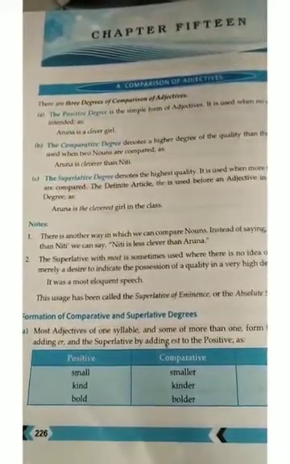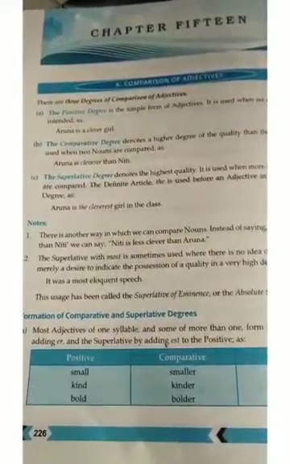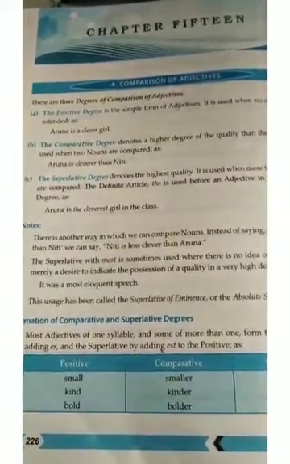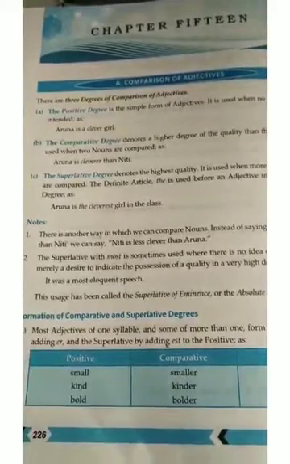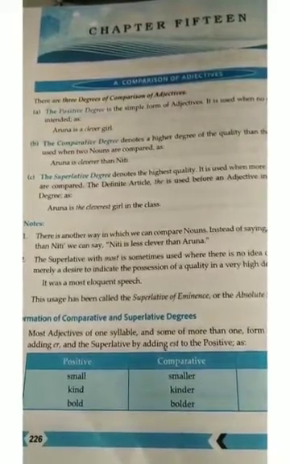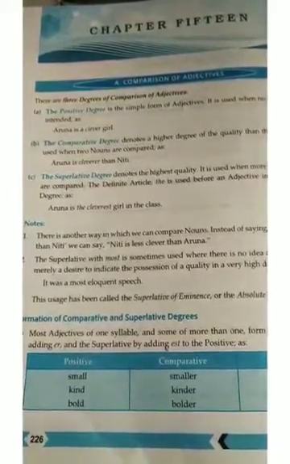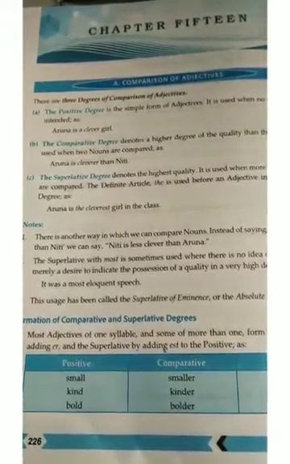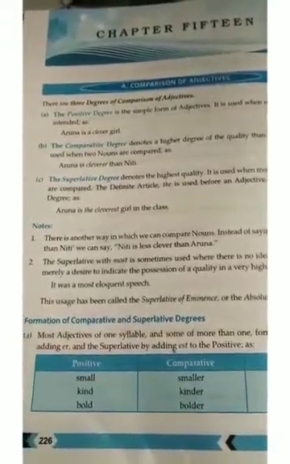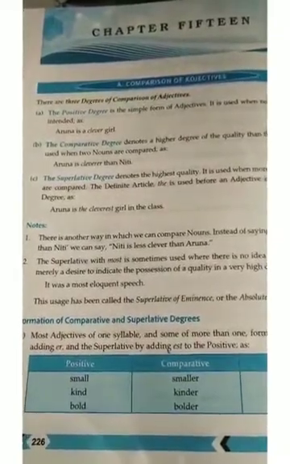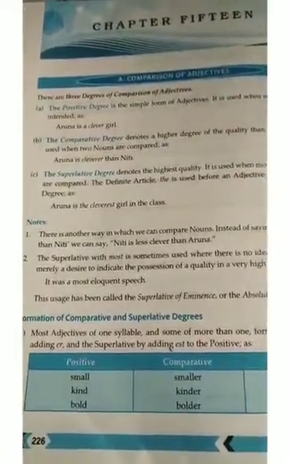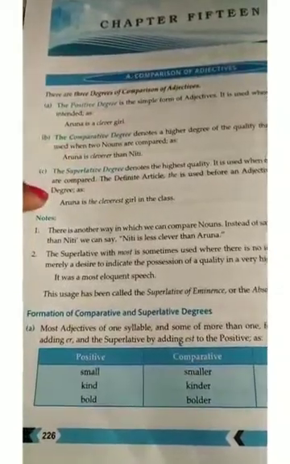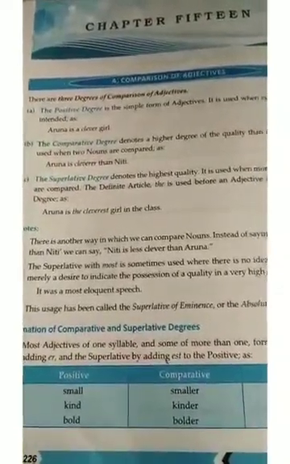We are going to start our chapter number 15, second term syllabus, that is comparison of adjectives. What is basically comparison of adjectives? Here we compare the qualities. So there are 3 degrees of comparison of adjectives. First is positive, second is comparative degree, third is superlative degree.